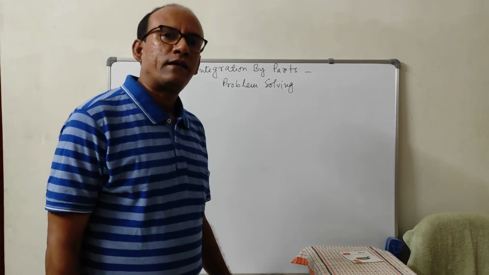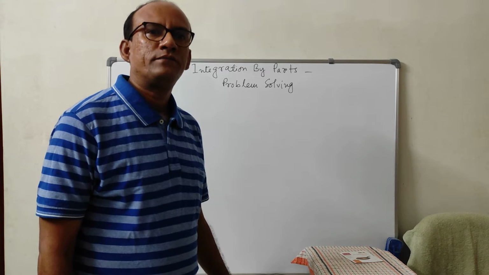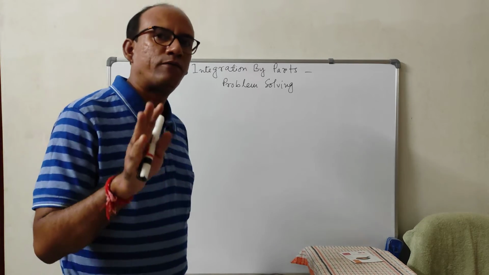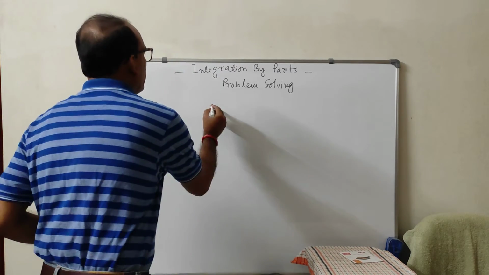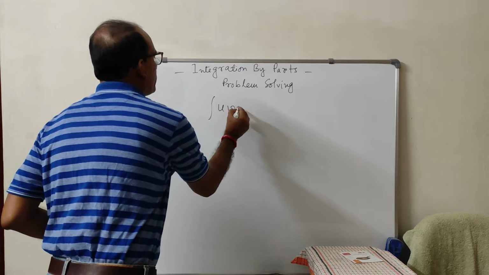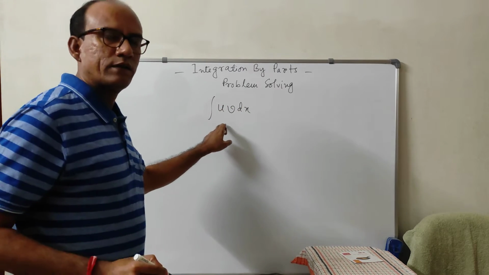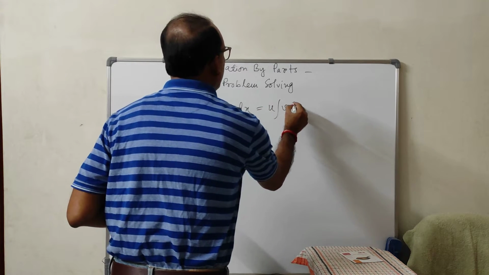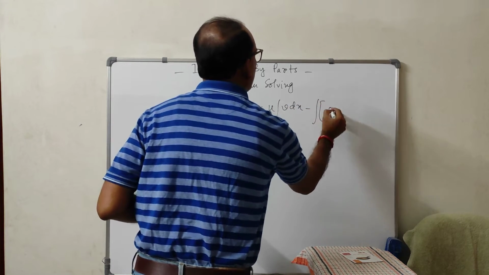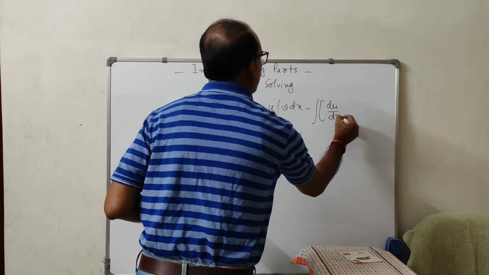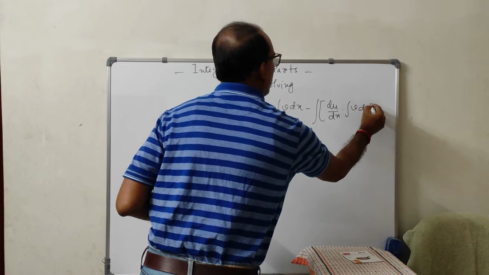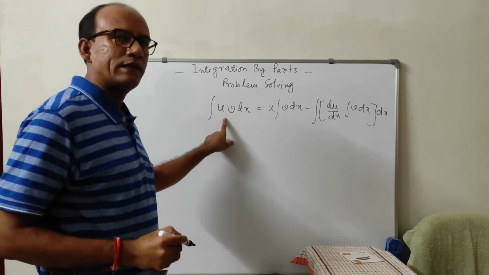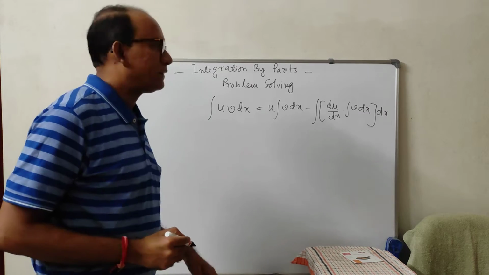In my last lecture, I discussed integration by parts, where I detailed the formula: integration of uv dx, where u is the first function and v is the second function, equals u integration v dx minus integration of (du/dx into integration v dx) whole dx. This is the formula I discussed in my lecture 7.